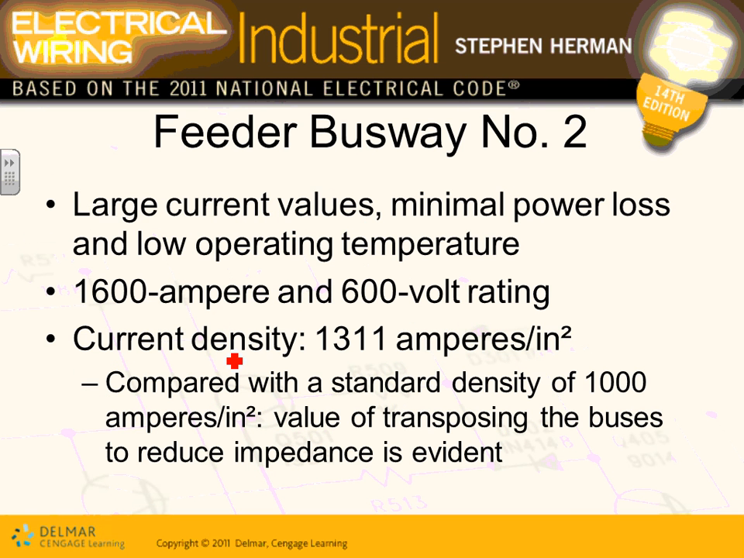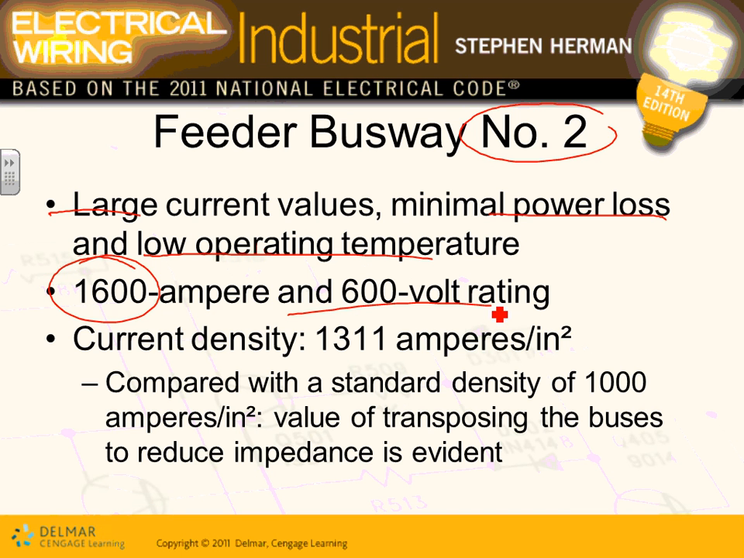Feeder number two. Here's feeder number two. It's going right through the manufacturing floor. Large current values, minimum power losses. That's why we use them. Low operating temperature advantages. The rating for this one is 1600 amps at 600 volts.